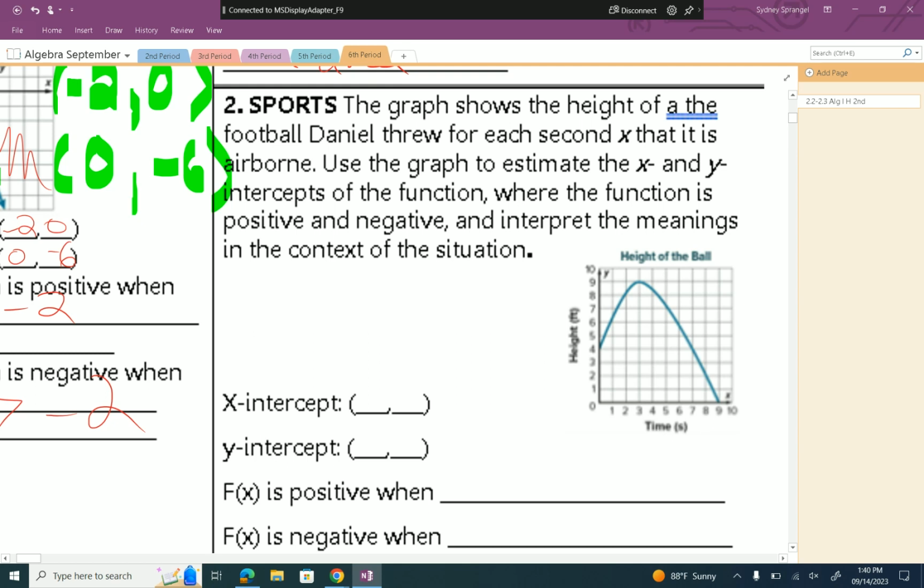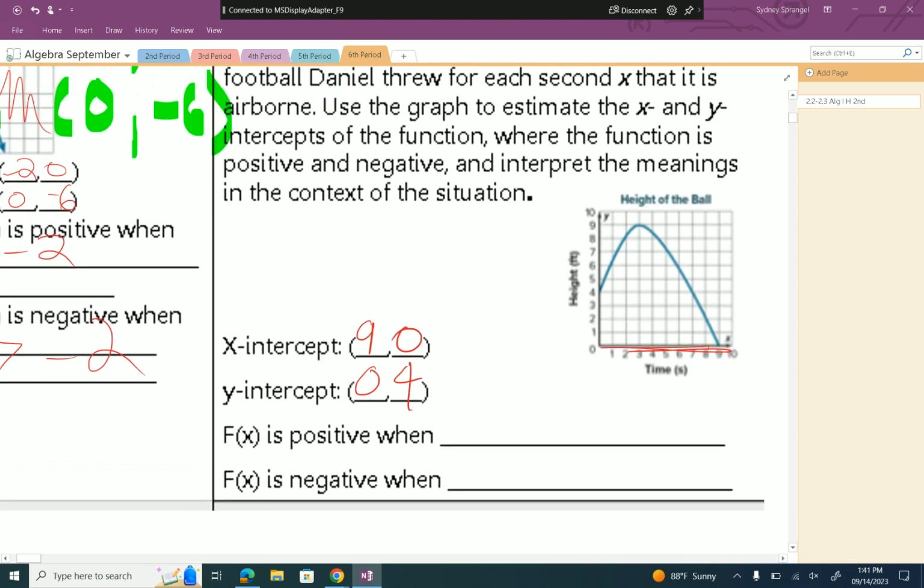Perfect, thank you. So we want to talk about where I intersect the x-axis and where I intersect the y-axis. Holden, where am I hitting the x-axis? What point do you see it touching that bottom line here? 9. So when x is 9, y is 0. That's my x-intercept. So 9, 0. What about when I am intercepting the y-axis? 0, 4. You got it. That's my y-intercept. So now we want to talk about when it's positive.